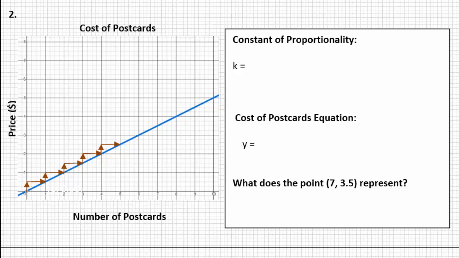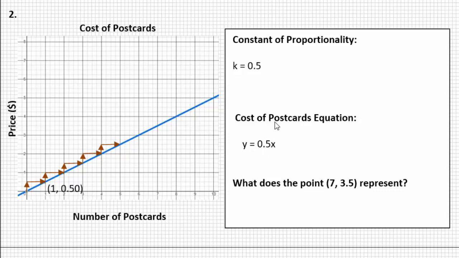Others of you may have focused in on the point where x is 1, just like on a proportional table. If we know the table is proportional, we can focus in on what this point is when x is 1, what is our y value. And in doing so, we see when x is 1, y is 50 cents. So that would tell us that our constant of proportionality, or the unit rate, is 1/2, or 50 cents, since we're talking about price. And our cost of the postcards equation would be y equals 1/2 x.